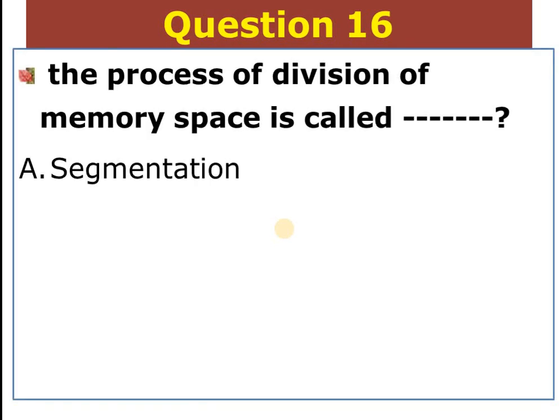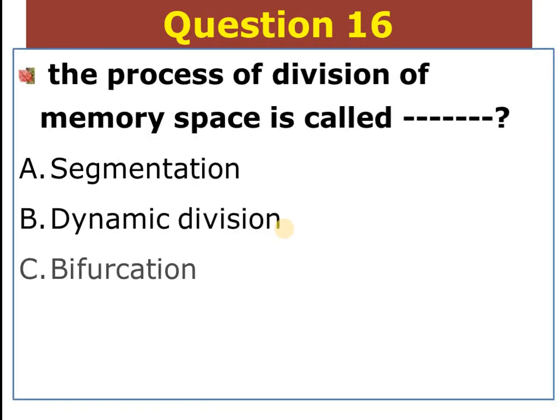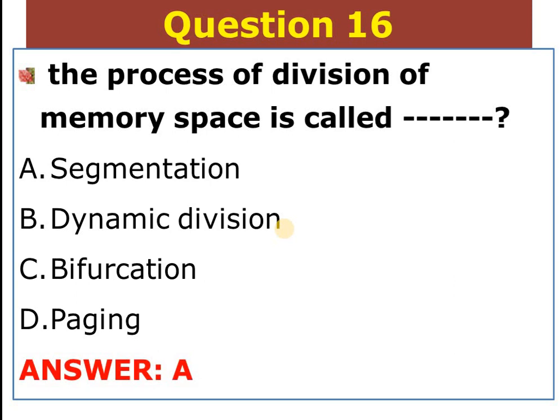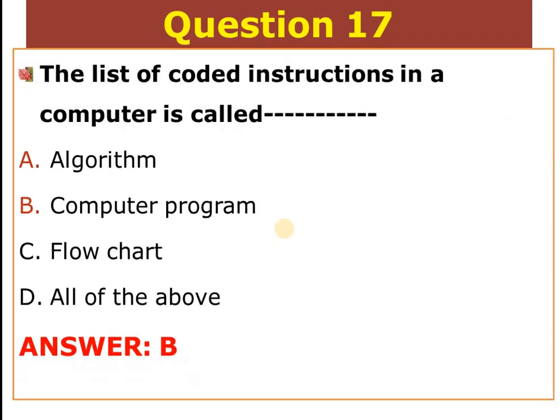Question number 16. The process of division of memory space is called A. Segmentation. B. Dynamic division. C. Bifurcation. D. Paging. The answer is choice A. Segmentation is the process of division of memory space.